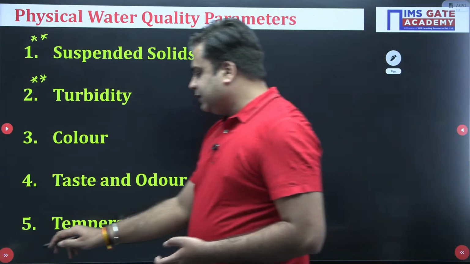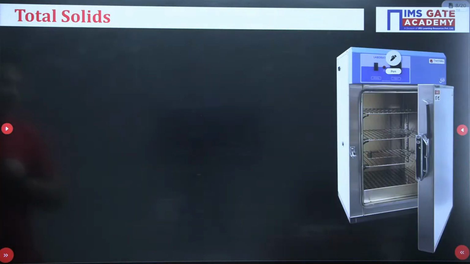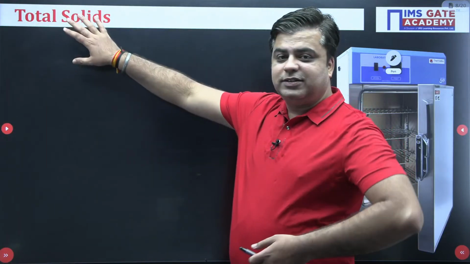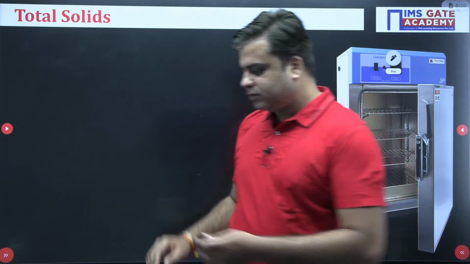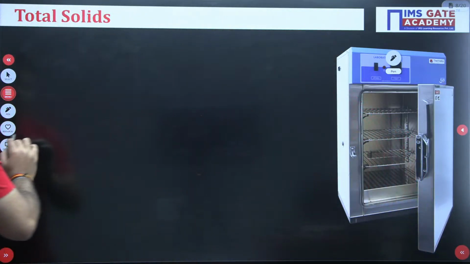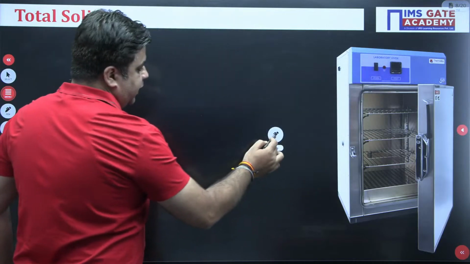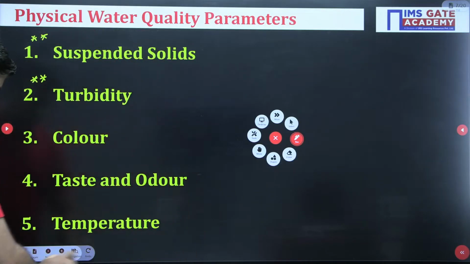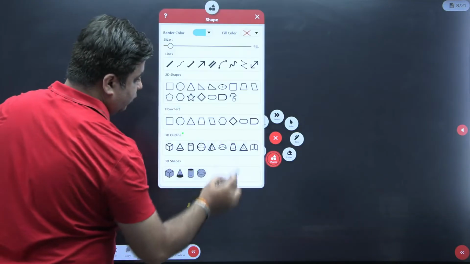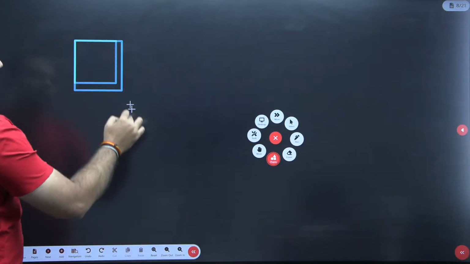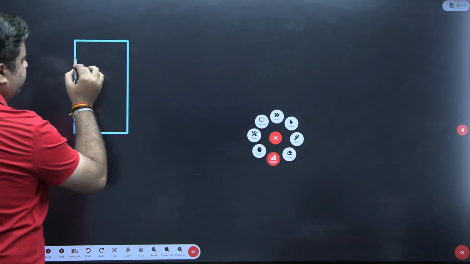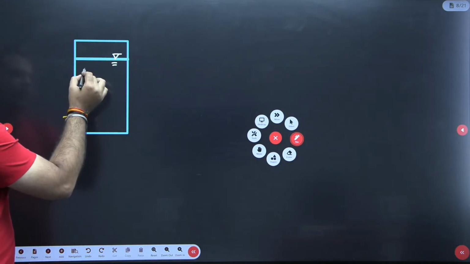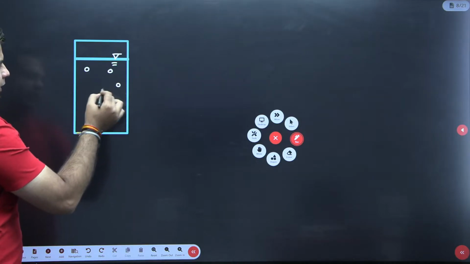So I'll start with the first physical water quality parameter, suspended solids. But you can see here, I have written total solids, right? Now understand this. If this is your water sample, whatever I am saying, just imagine this very properly, right? Because here your imagination part will play the key role. This is your water sample, and this water sample contains solids.